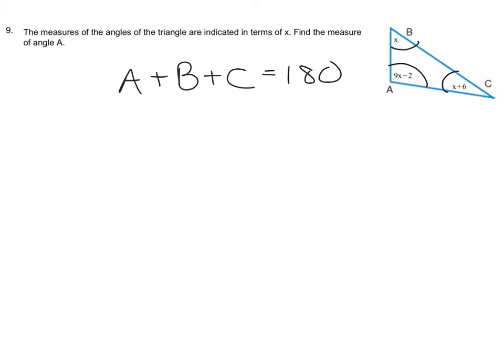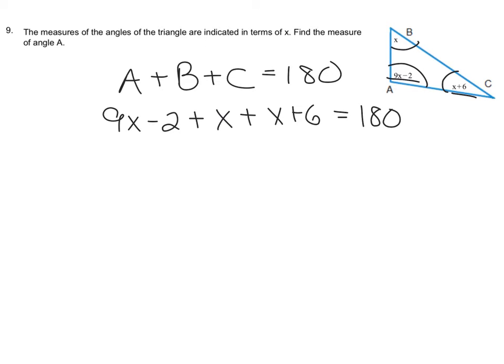So we're going to create an equation by adding all of the angles together. And I'll substitute angle A for the expression 9x minus 2. I'll add that to angle B, which is x. And I'll add that to angle C, which is x plus 6. And again, this all equals 180 degrees.